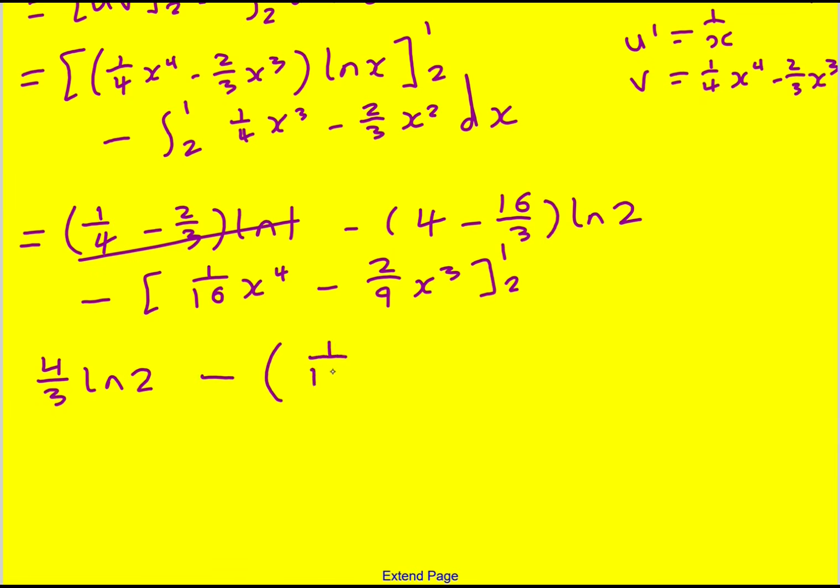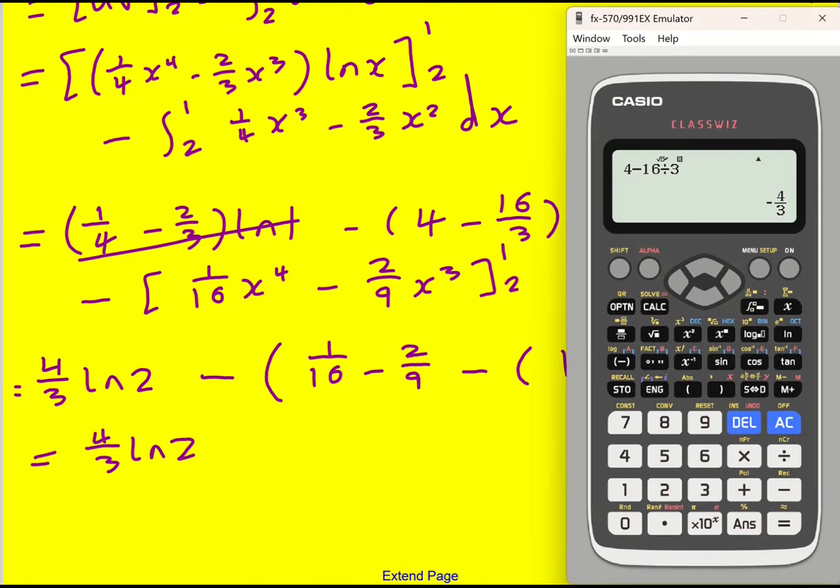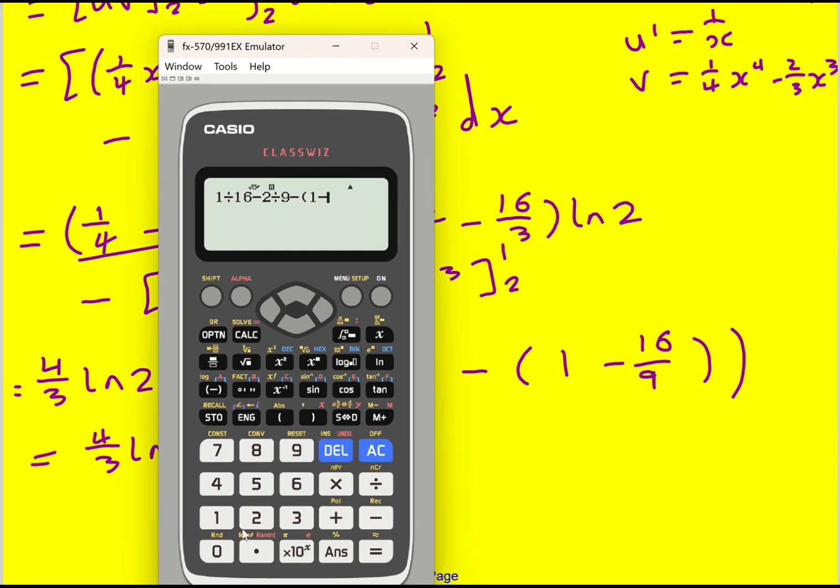Then minus 1 over 16 minus 2 over 9 minus, well, we're going to sub in 2. So it's going to be 1 over 16 times 16. That's going to be 1 minus 16 over 9. Okay, it's just a lot of brackets there to deal with. So I'll use my calculator here. Right, just 1 over 16 minus 2 over 9 minus, now I need a bracket, 1 minus 16 over 9, close bracket, gives us 89 over 144.